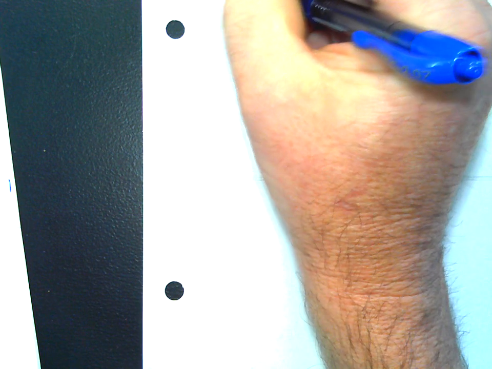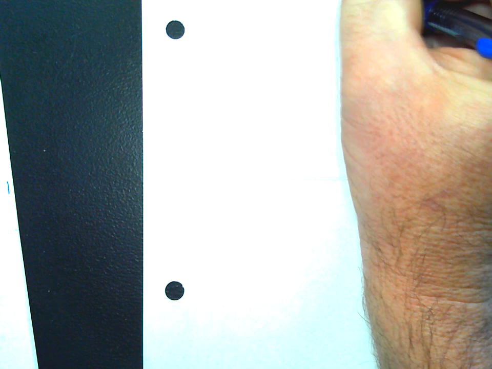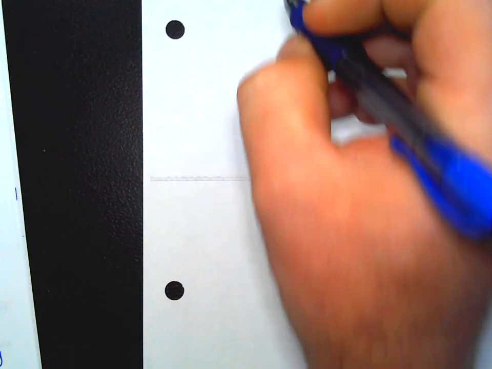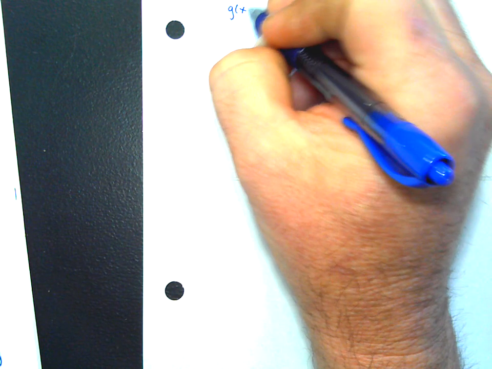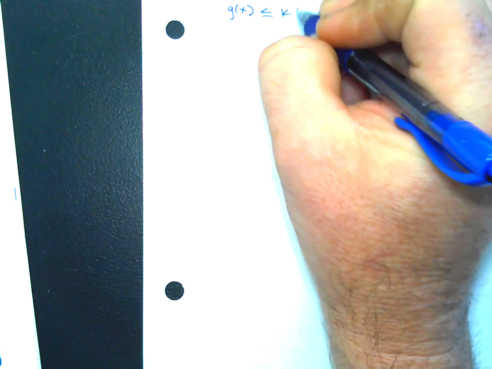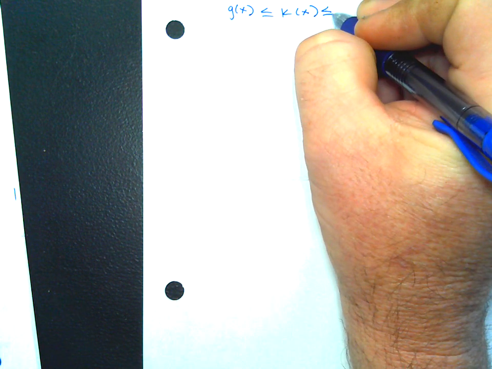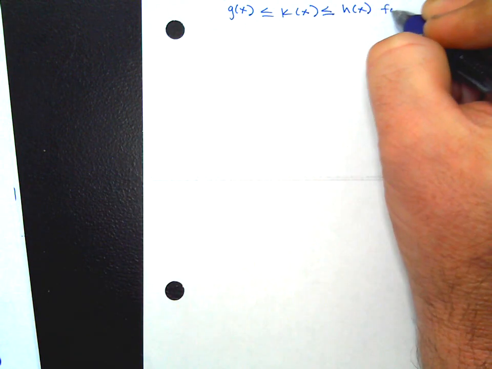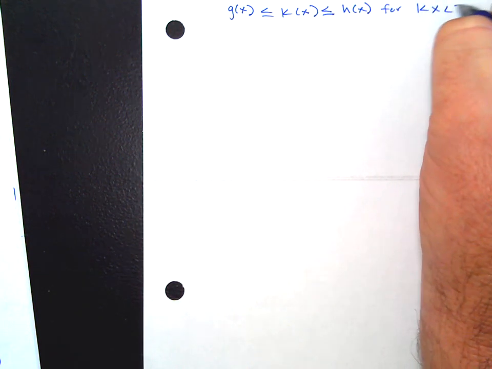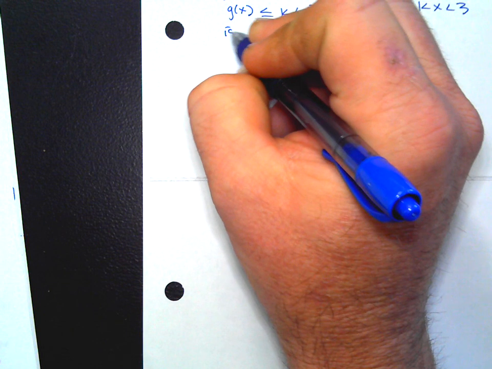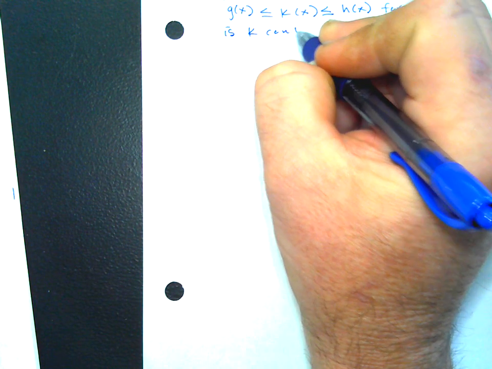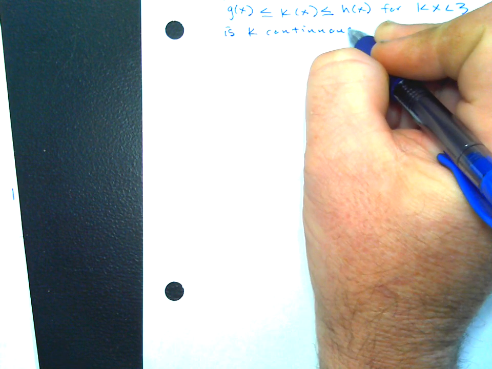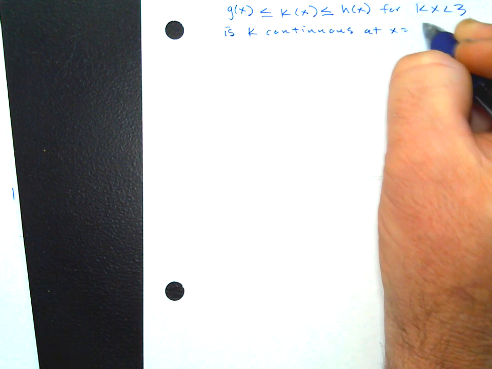g(x) is less than or equal to h(x) for x in [1, 3]. And then they say, let k be a function satisfying this other inequality relationship. They're saying there's a new function k, and it's between g of x and h of x, I guess, for [1, 3]. And it says, is k continuous at x equals 2? Justify your answer.